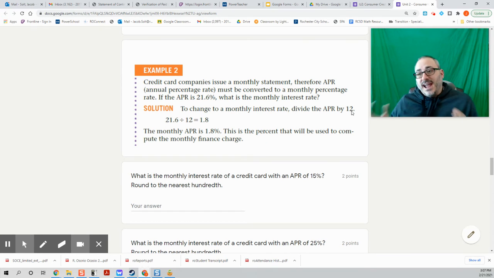So if the annual interest rate is 21.6%, and if there are 12 months in each year, if we divide by 12, then we'll find out how much of a percentage rate you're getting charged each month. Well, 21.6 divided by 12 is actually 1.8, right? So the monthly APR is 1.8%. This is the percent that will be used to compute the monthly finance charge.